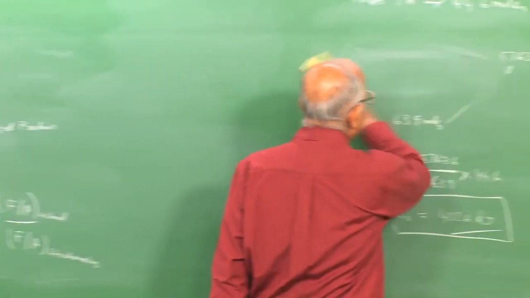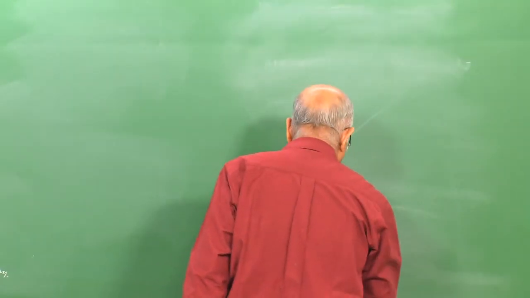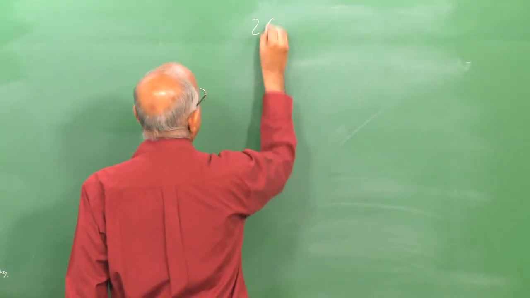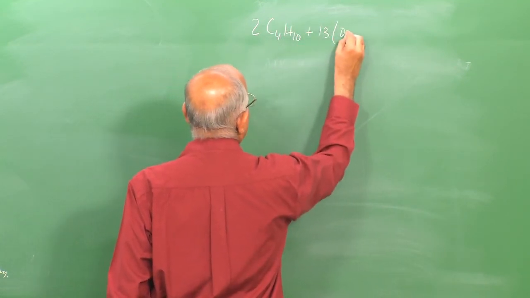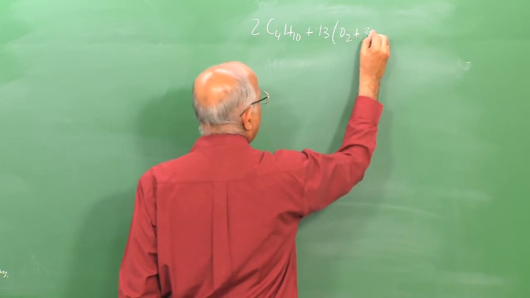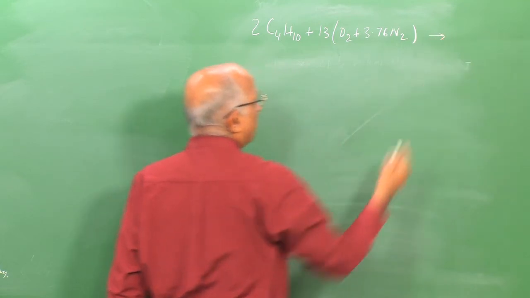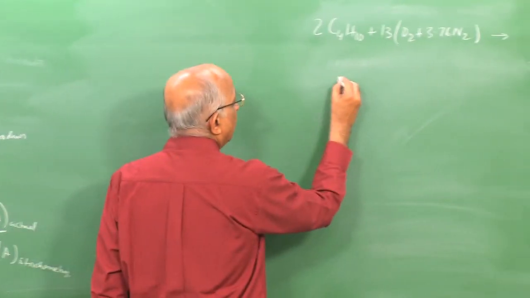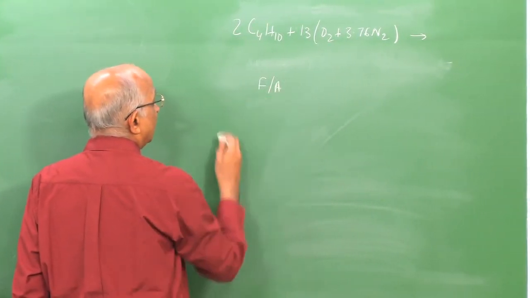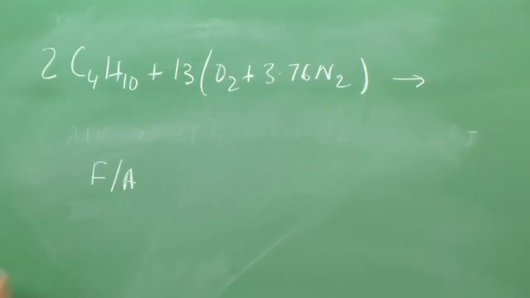Let us put down the reaction again and calculate this value. The reaction was C4H10 plus 13 of oxygen. Every mole of oxygen is accompanied by 3.76 moles of nitrogen. This gave me carbon dioxide, water and nitrogen. If I look at the fuel by air ratio for this particular reaction, which gave me stoichiometric products of combustion, the fuel by air ratio is equal to, how much is the fuel?